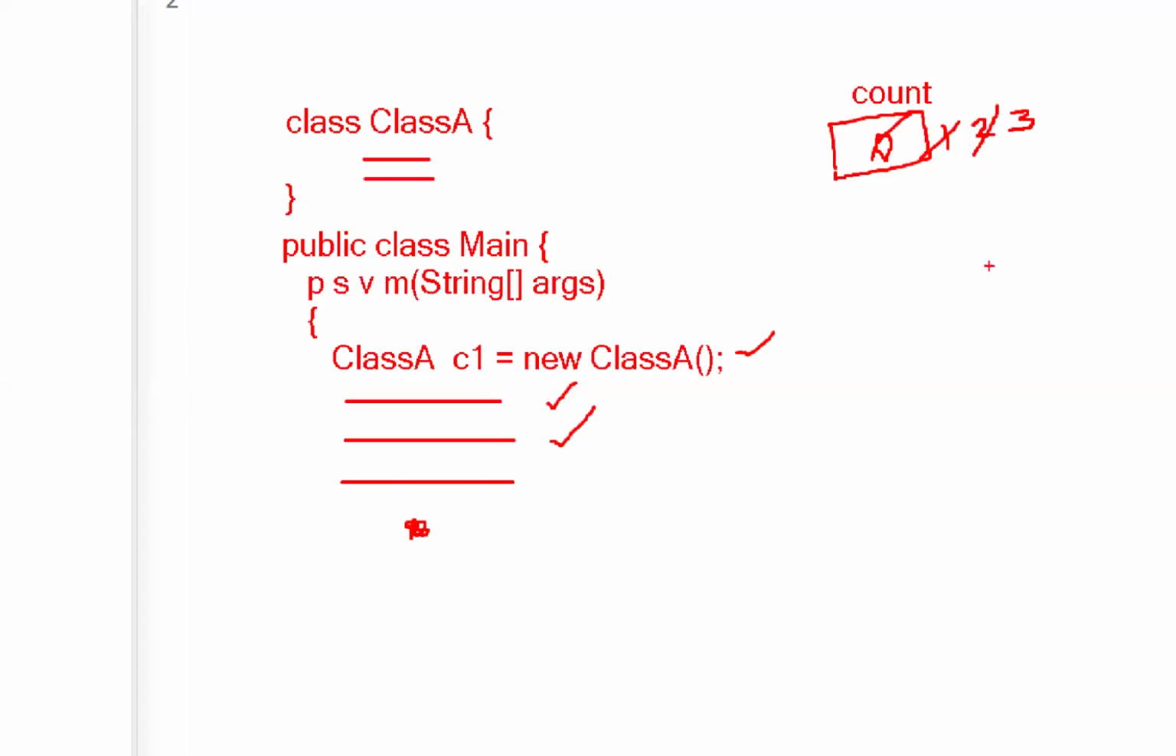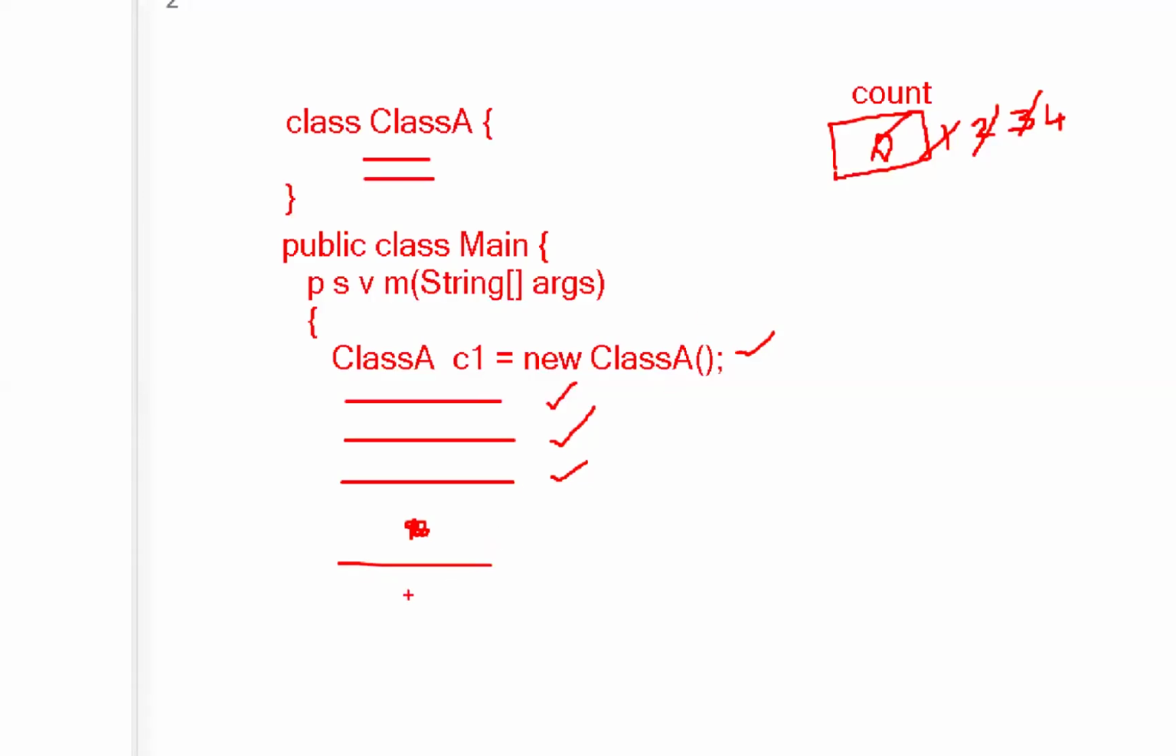How many objects are created? Tell me as per this example. For example, one more object is created in this line. Then count becomes how much? 4. Now tell me if I display the count value, how much count will be displayed? 4. Which means how many objects are created? 4 objects are created.